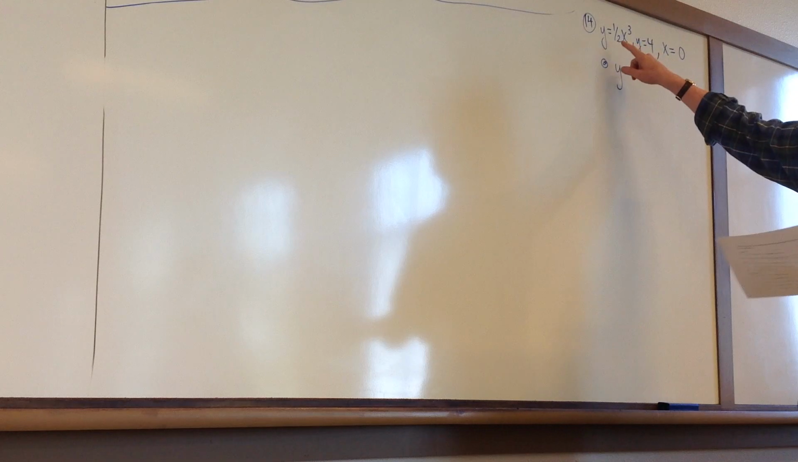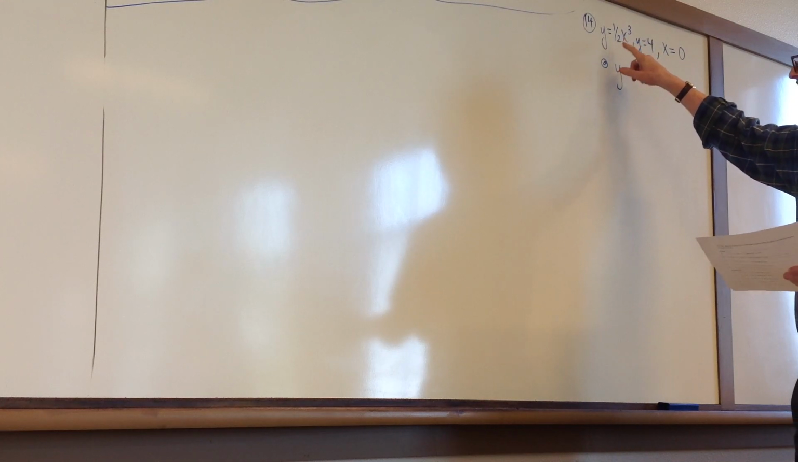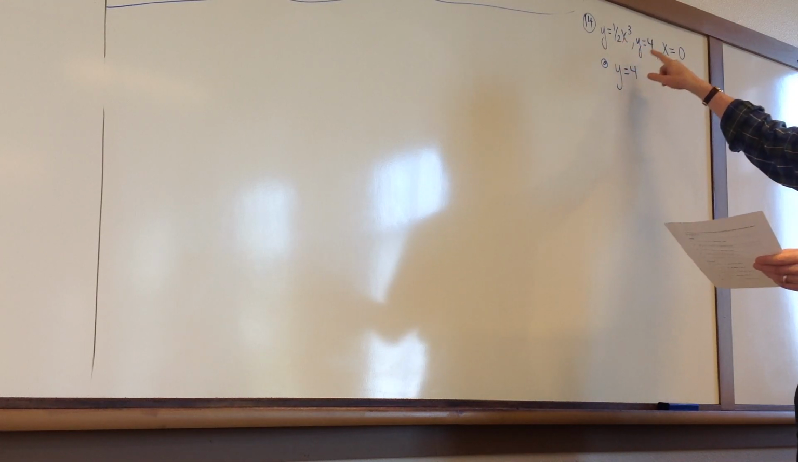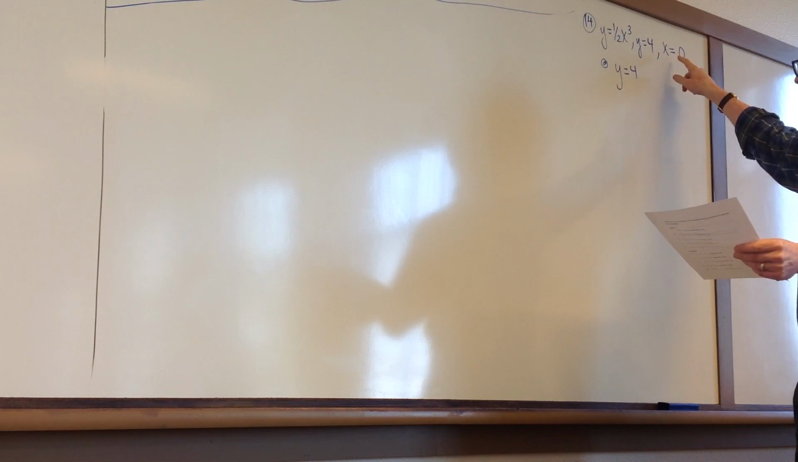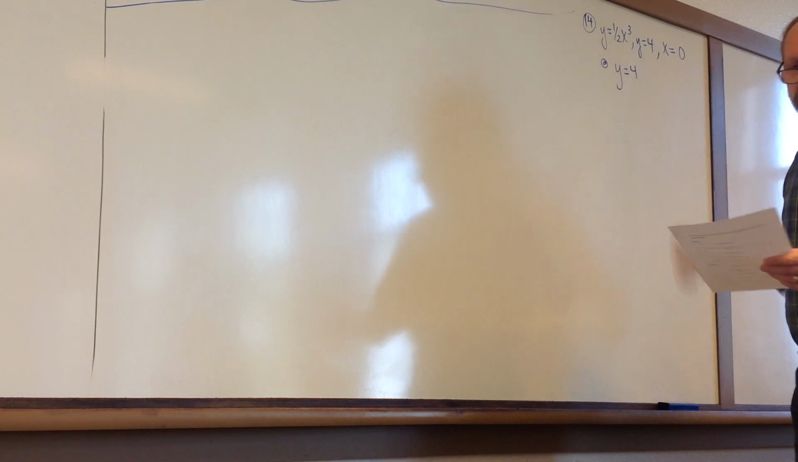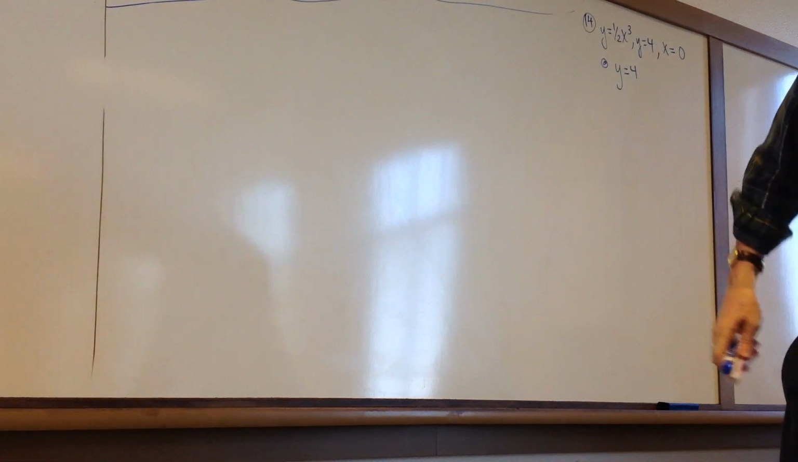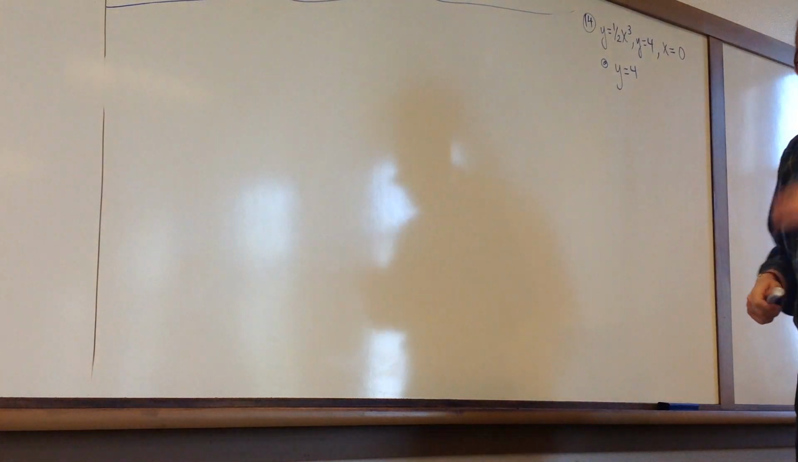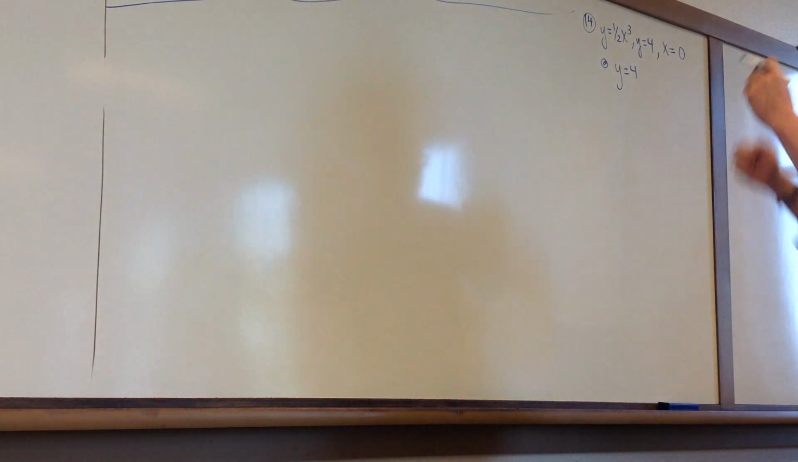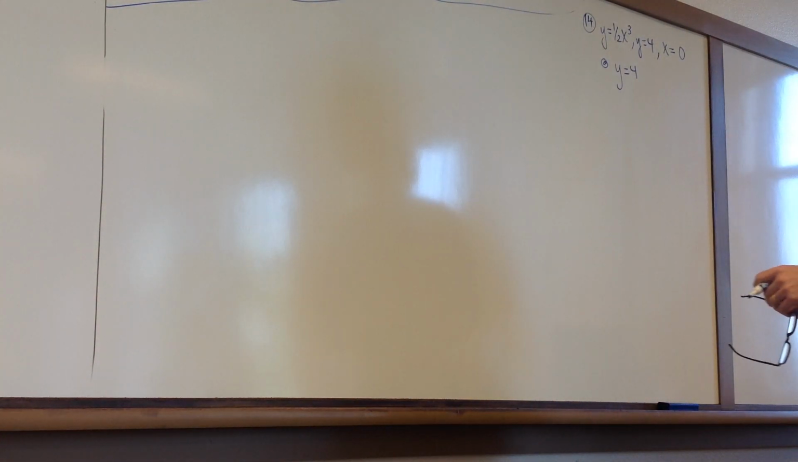So what we've got here is the curve y equals a half x cubed, the horizontal line y equals 4, and the vertical line x equals 0. So let's draw that and see what it looks like, and then we'll talk about what's going to happen when we rotate this around the line y equals 4.